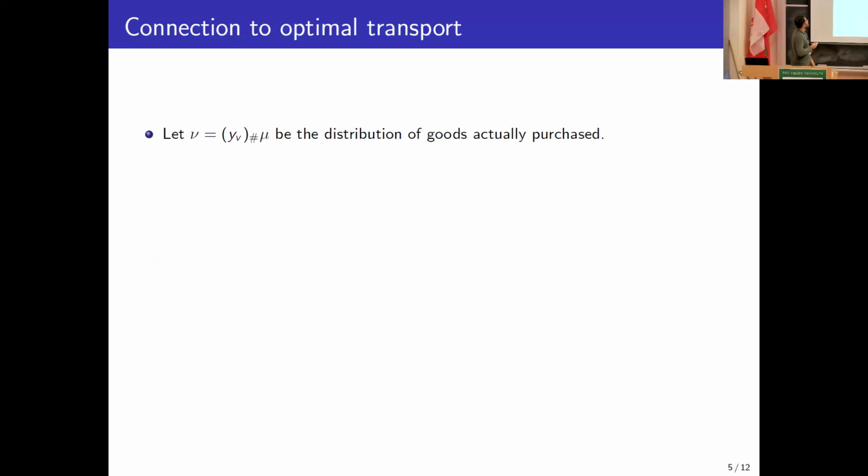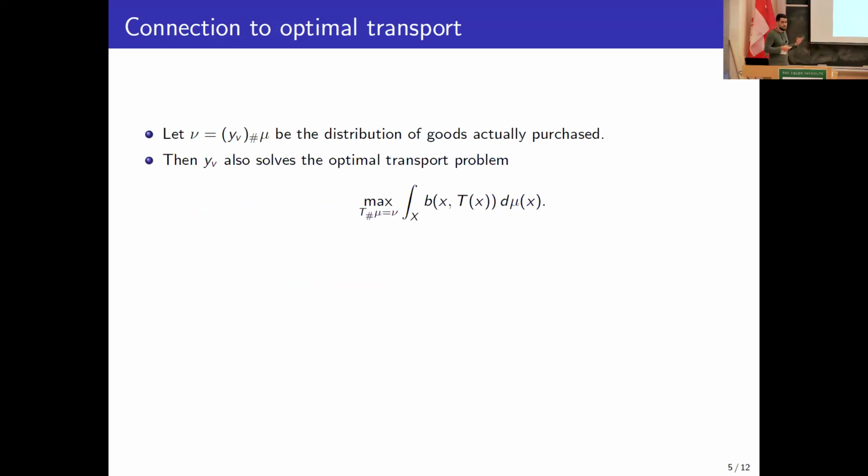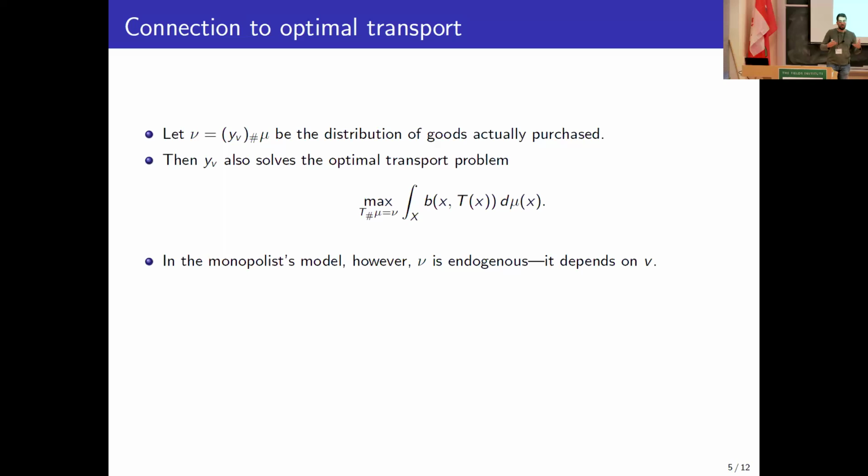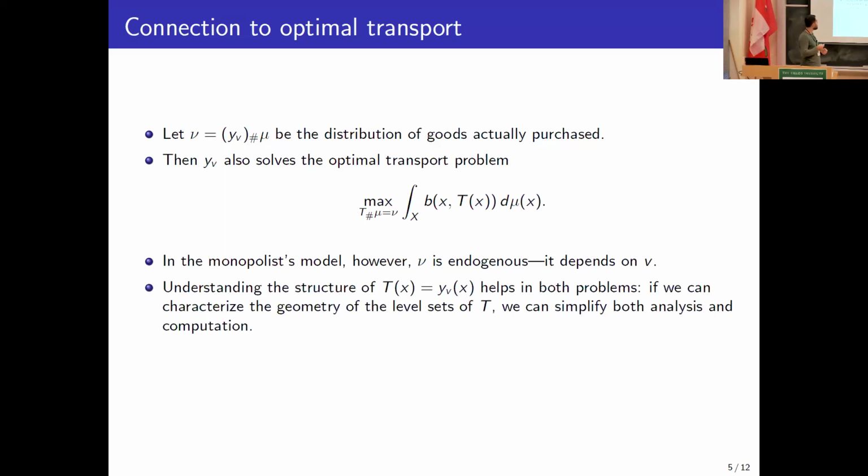So if we take Y_V to be the optimal product that each consumer will choose, and we take nu to be Y_V push-forward mu, that would give us the distribution of products that are actually purchased. And then Y_V will solve the optimal transport problem matching mu to this nu. So in the monopolist problem, nu is endogenous, it's unknown. It depends on V. So for each pricing V, the products purchased will be different.